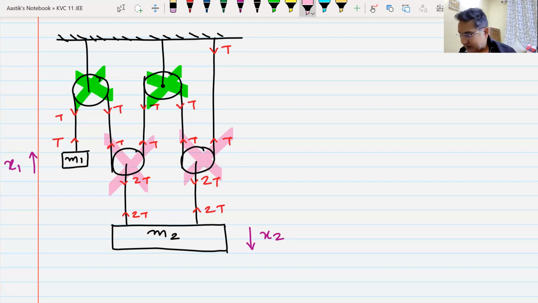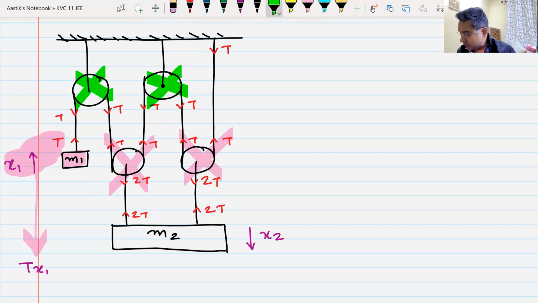We just have to find out the relation between x1 and x2. So how do we find the relation between x1 and x2? If I call x1 as the blue mass, T is upwards and x1 is upwards. So what is the work done by tension on this string, the pink one? It will be T into x1. We understand this?